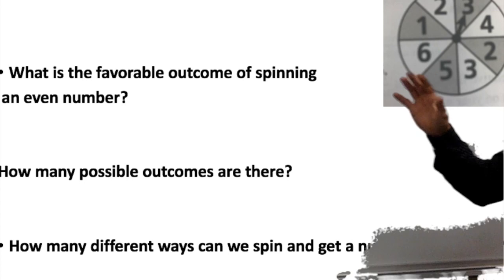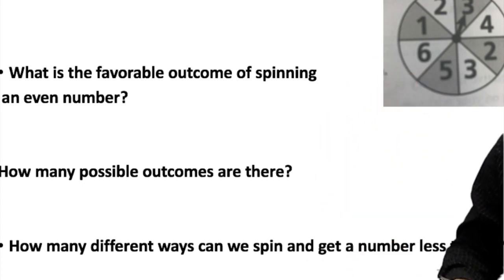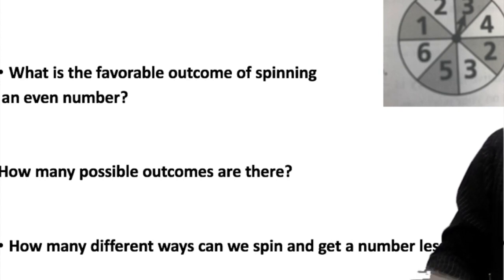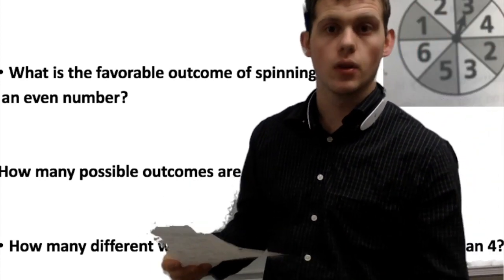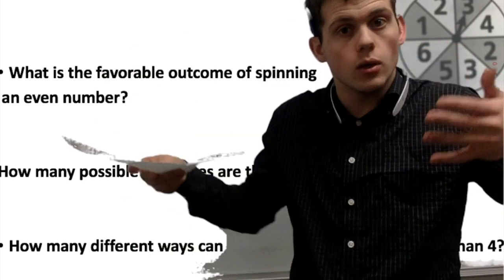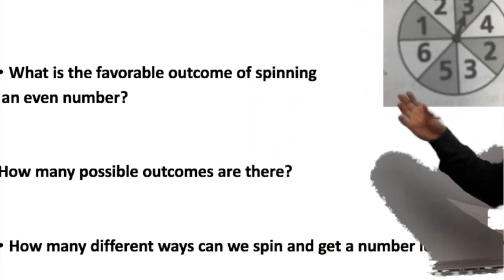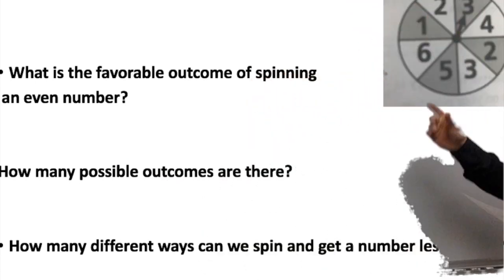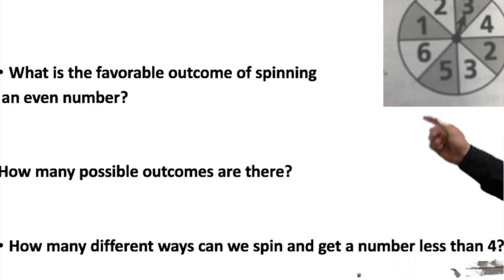So as you can see, there's a couple questions we're being asked. What is the favorable outcome of an even number? If you remember right, a favorable outcome is what we're expecting to happen. So basically what we're looking for. Now if you look at our spinner, we look for even numbers. So we have a 2, we have a 4, we have a 2, and we have a 6.